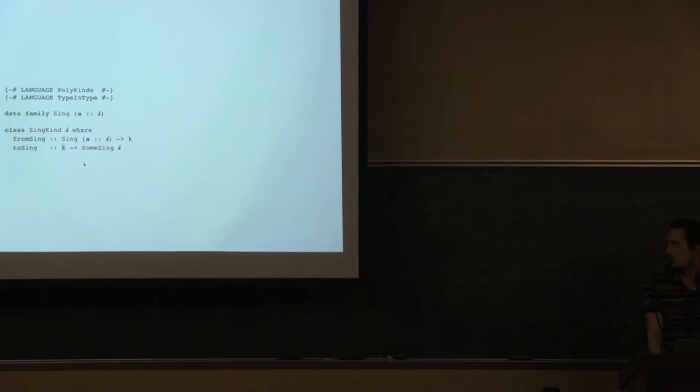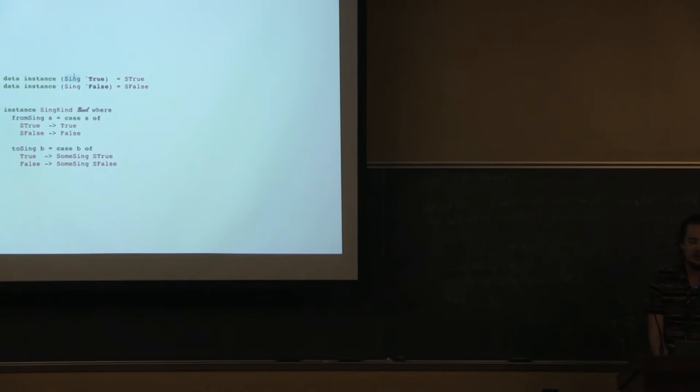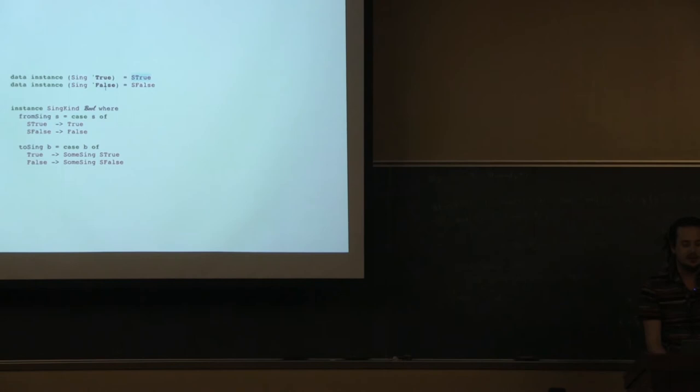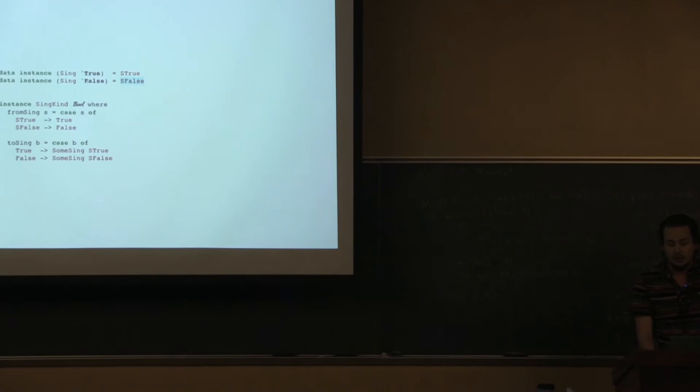We'll go through an example of Booleans, right? That's our favorite example. So I can say, I have a singleton, which is parameterized over the lifted data kind true, right? And that thing has a data constructor called sTrue. Singleton true, right? And likewise, I have the same thing for false. I've got some value at the term level, which corresponds one-to-one with this thing at the type level.